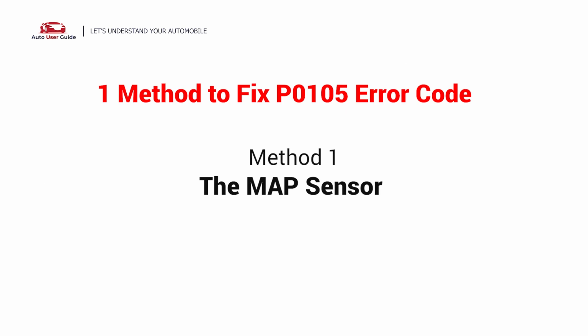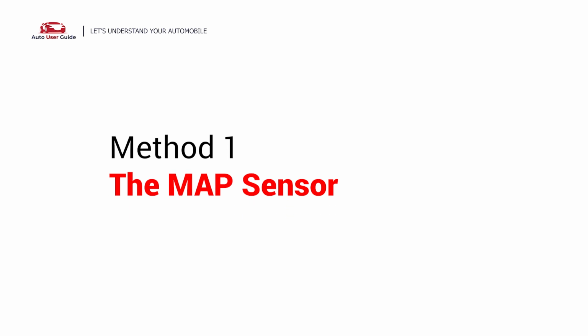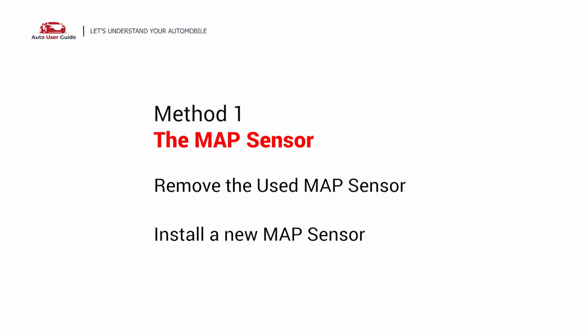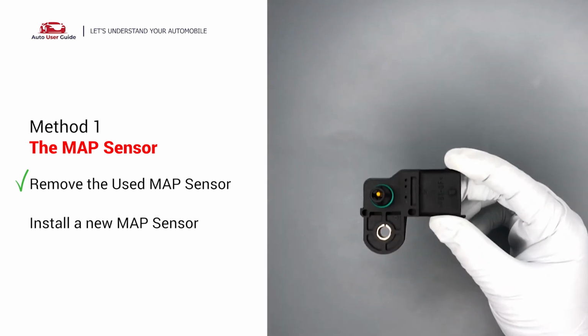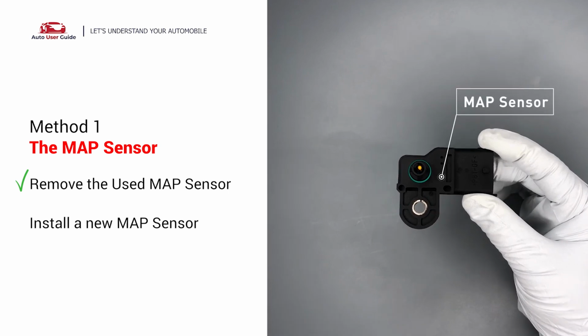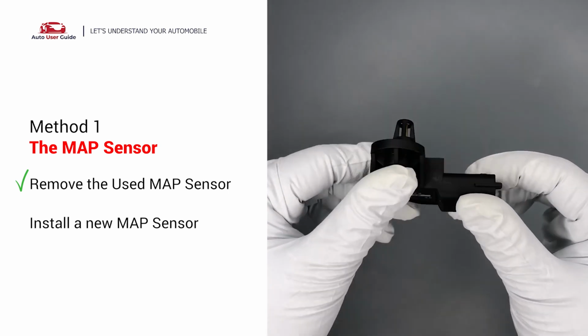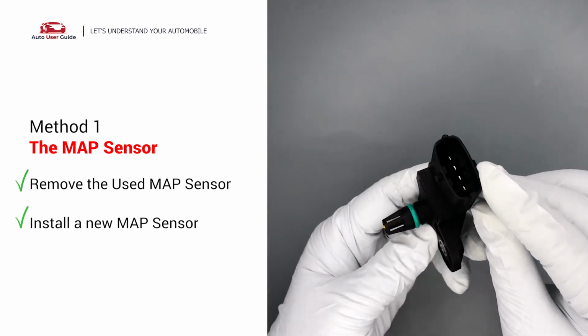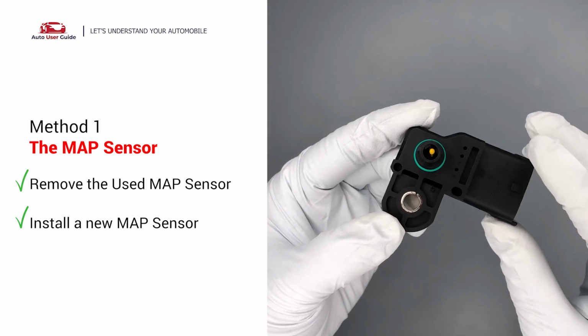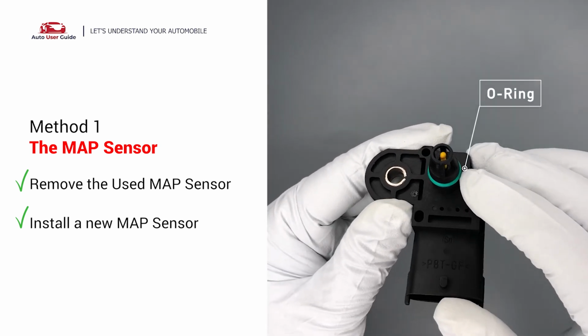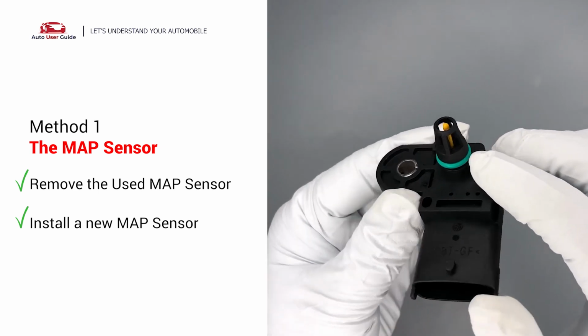Here is a simple DIY method you can try to solve this problem. The MAP sensor. The MAP sensor is typically located on the intake manifold, either next to or on the throttle body itself. First, carefully remove the MAP sensor from the engine. Inspect the MAP sensor for any damage. If damage is found, then replace the MAP sensor. When you install a new MAP sensor, check to make sure the new O-ring is in place and not damaged.